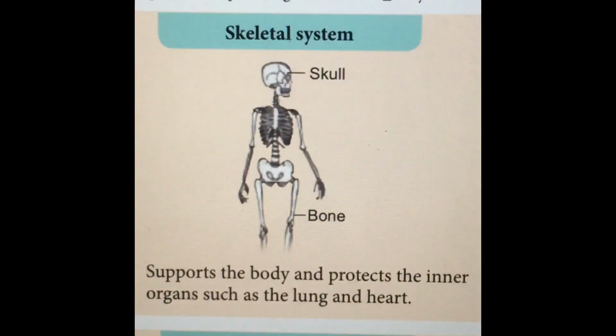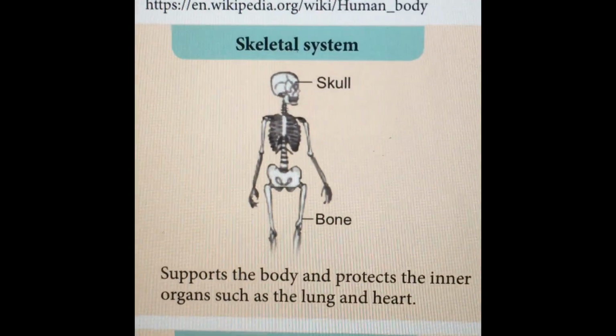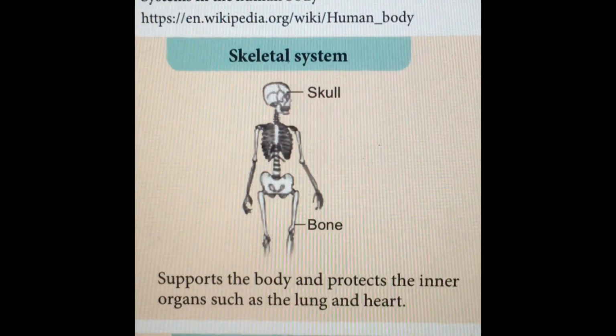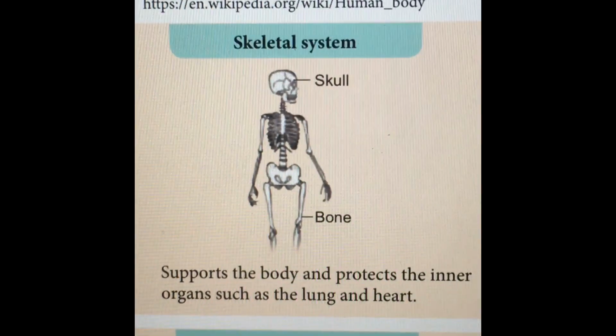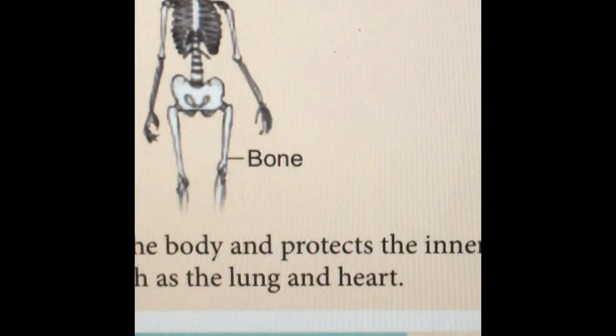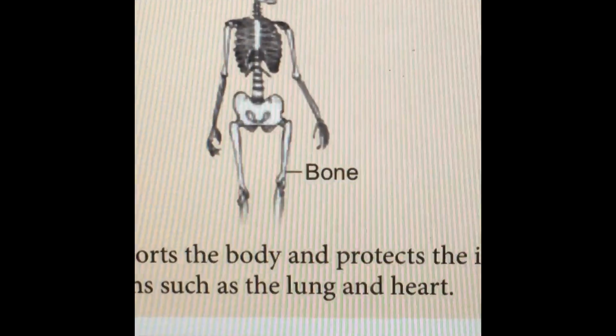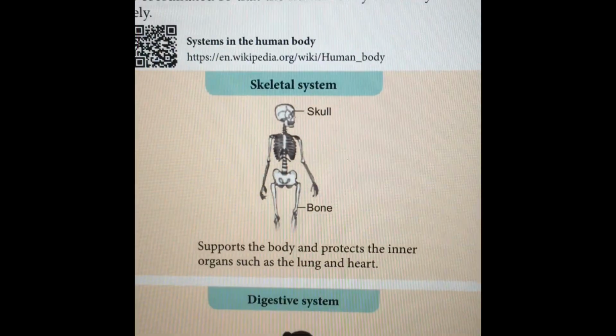Skeletal system, sistem tulang. Kita ada skull, tengkorak, bone, tulang. Supports the body and protects the inner organs such as the lung and heart. Menyokong badan dan melindungi organ dalaman seperti paru dan jantung.